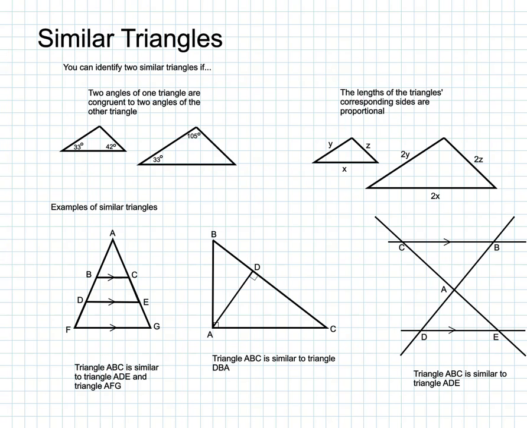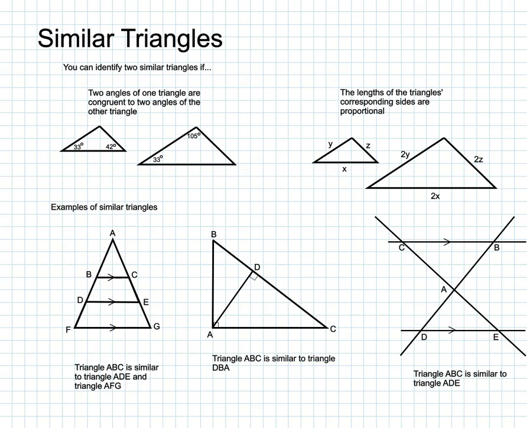If you have two angles of a triangle, you can always figure out the third angle of the triangle because all of the angles add up to 180 degrees. When you solve for the missing angle in either of the triangles, you'll find that they actually share all angles in common. So those two triangles are similar.